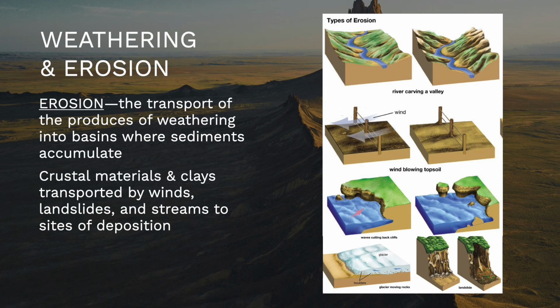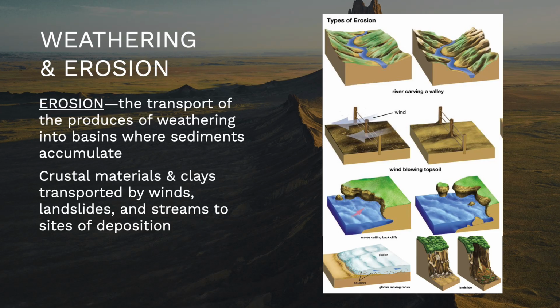Okay, next we have erosion. Erosion is defined as the transport of the products of weathering into basins where sediments can then accumulate to create those sedimentary rocks. So crustal materials and clays are transported by the wind, landslides, and streams into these sites of deposition. On the right, I have some diagrams here showing you some types of erosion.